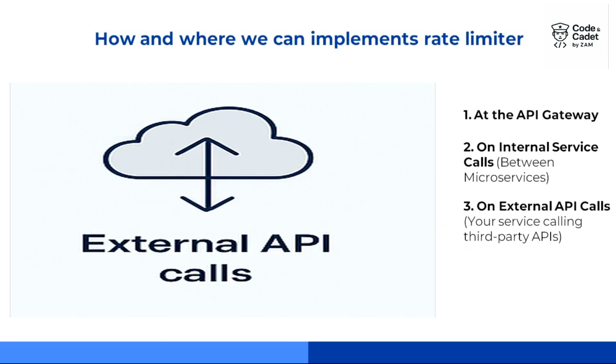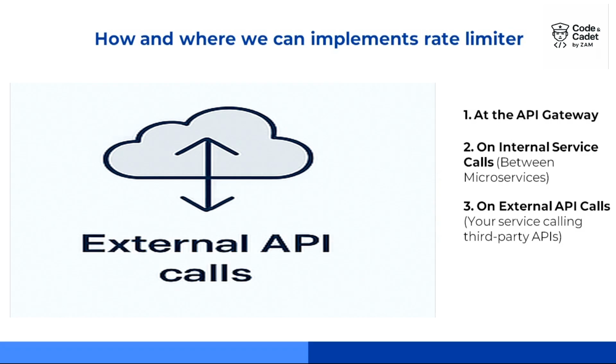On external API calls. Finally, when your backend calls third-party APIs like payment gateways, Google Maps, or social login, these external services usually have strict limits like 60 calls per minute. If you go beyond that, they might block you or even charge extra. So what do you do? Before making the call, your service checks how many requests have already been made in that time window. If you're under the limit, the call goes through. If not, you either wait, queue the request, or fail gracefully with a friendly message like try again later.